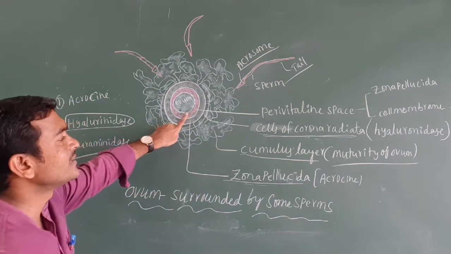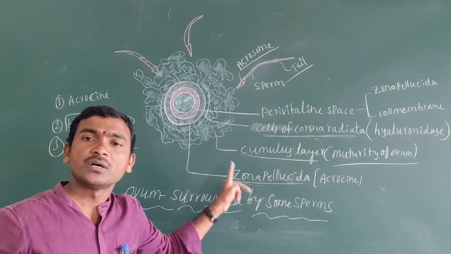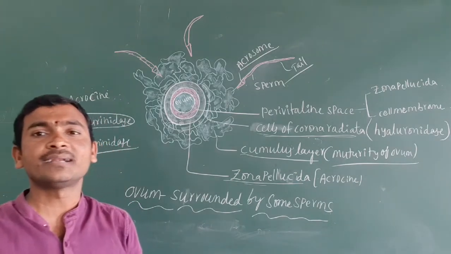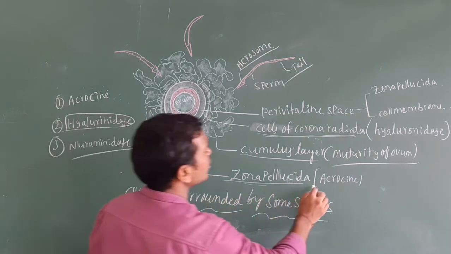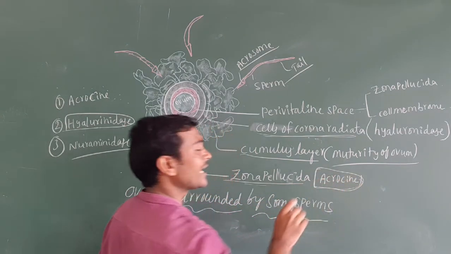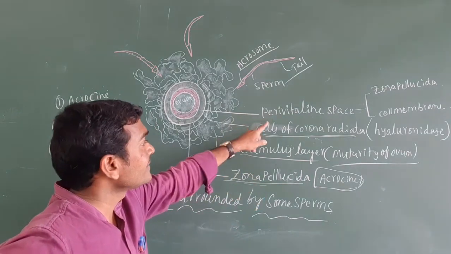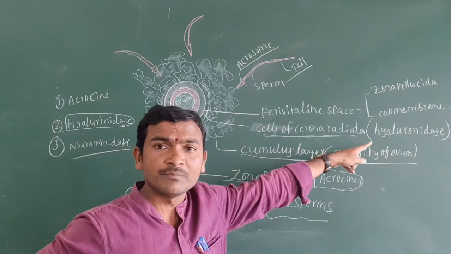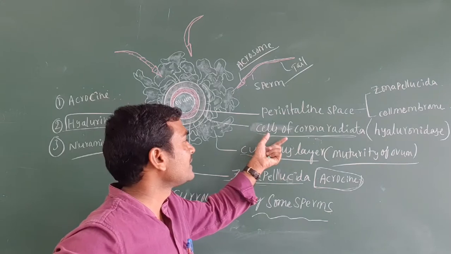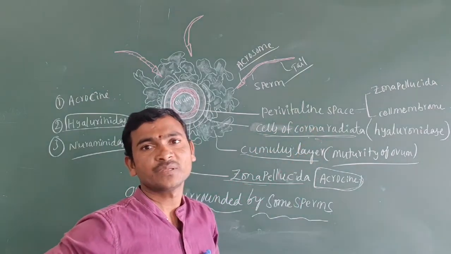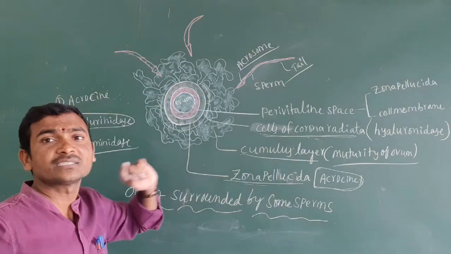Another membrane is there, the zona pellucida. When the sperm reaches the zona pellucida layer, another enzyme is released, the acrosin enzyme. The acrosin helps in the breakdown of the zona pellucida layer. And the first one, hyaluronidase enzyme, releases hyaluronic acid. Due to this hyaluronic acid, the cells of corona radiata rupture. After that, once the two layers are crossed, the sperm enters inside.